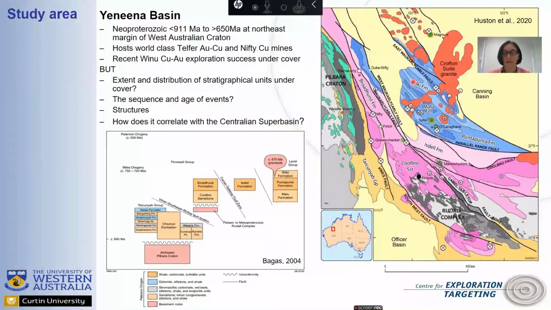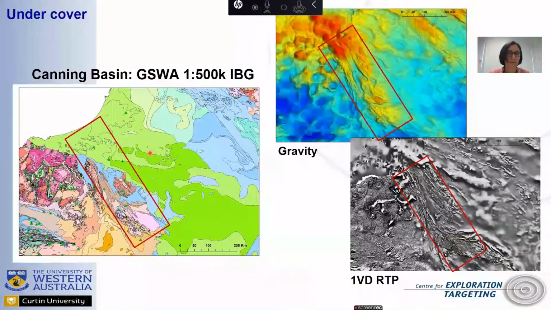and Wilkie. The main issue about these stratigraphic units was the extent and distribution of these units under the cover, the sequence and age of events, and also the relationships with the Central and Super Basin. When we look at the Yeneena Basin, we see the northern part covered by the Phanerozoic Canning Basin. But when we look at the gravity and magnetic data, this cover doesn't look to be so deep.